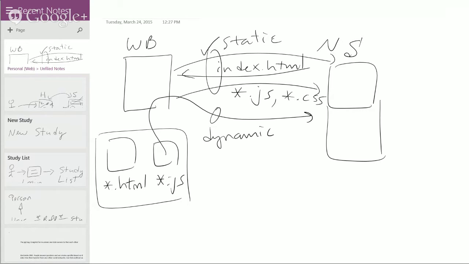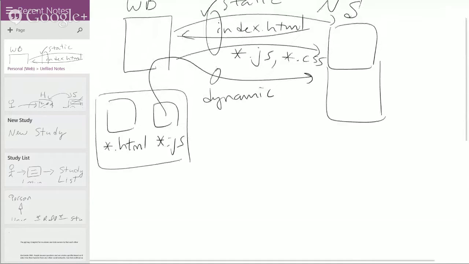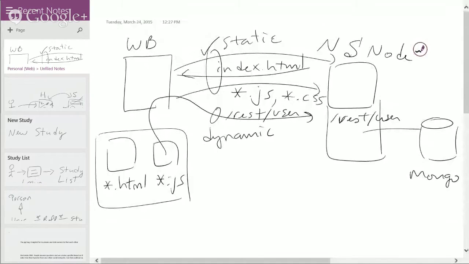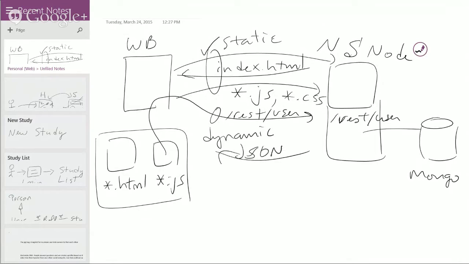We would go to a URL, say REST user or some object, and these URLs would be mapped in the server, which would then kick off a query to a local database, which was MongoDB. This would be Node, and it would respond back with JSON. That has been more or less the architecture that we've been following.